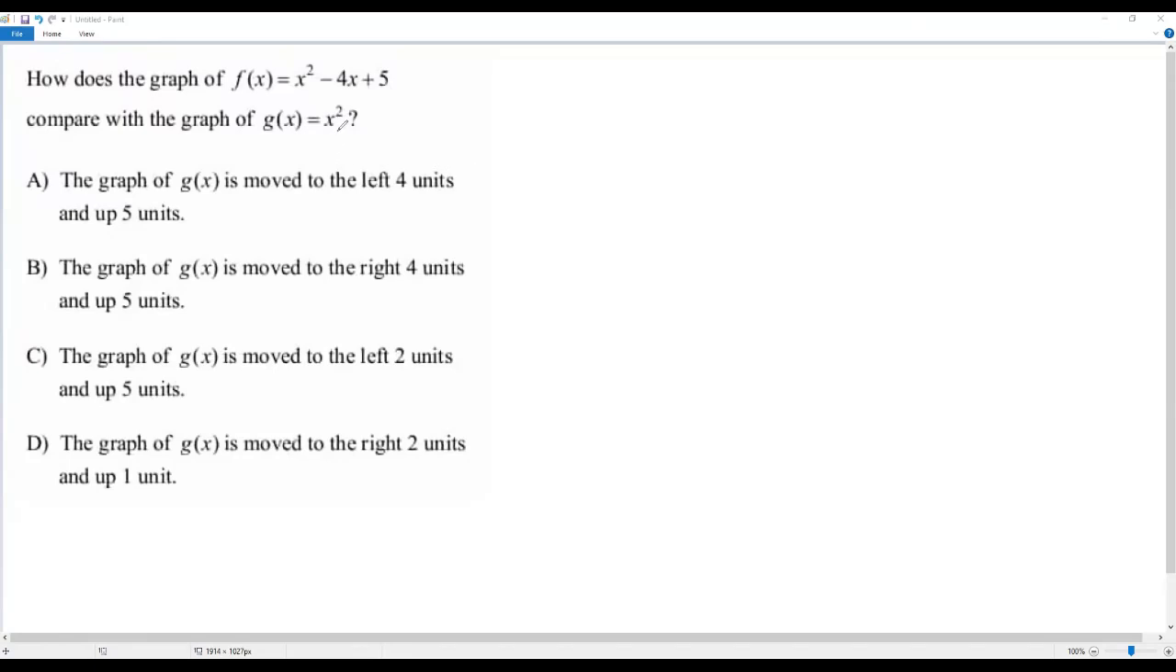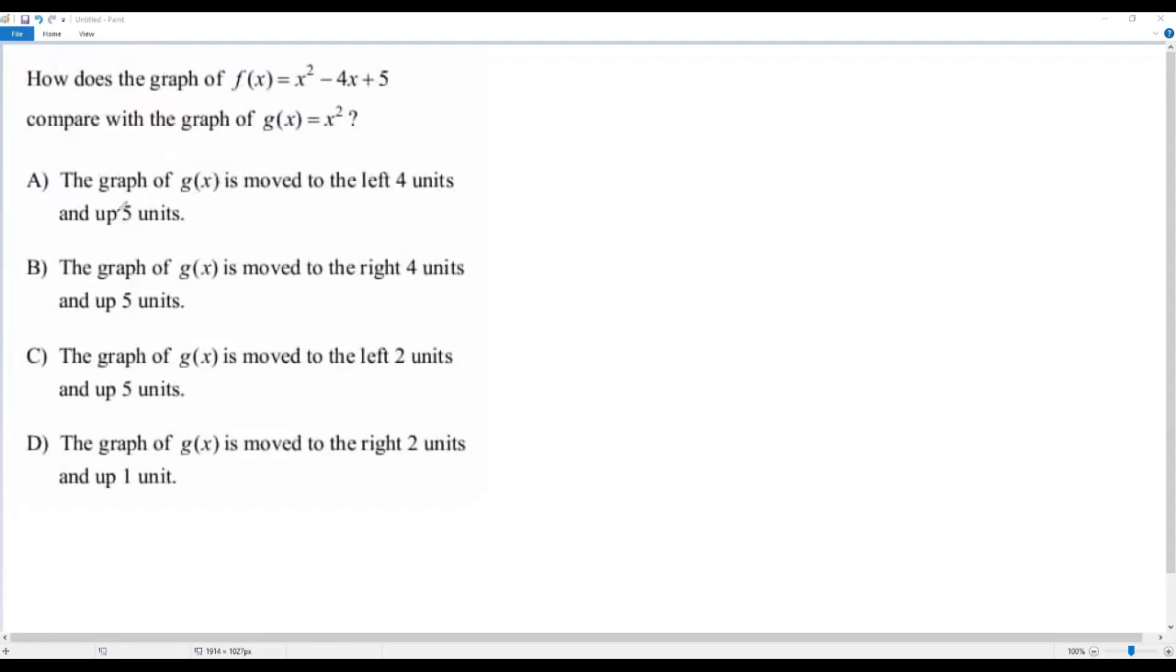Here we have a SAT math problem. Okay, let's go to the question. How does the graph of f(x) = x² − 4x + 5 compare with the graph of g(x) = x²? So we have to compare the graph of f(x) with the graph of g(x). Okay, now let's go to the answer choices.